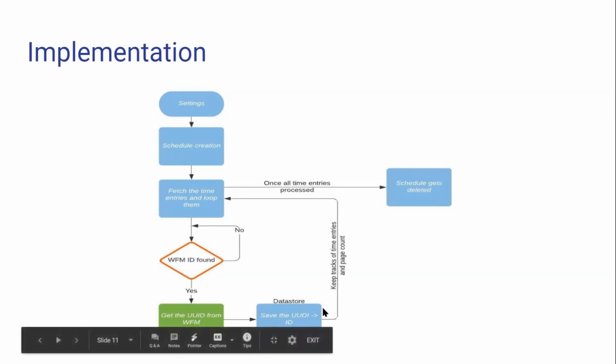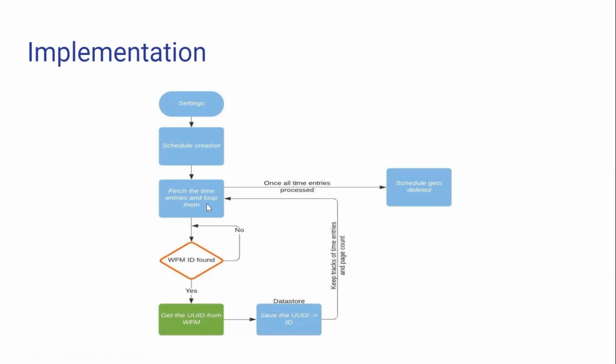We also have to keep track of the time entries and the page count, because the time entries might be more than 30 or 100. For example, if the scheduler execution time is 20 seconds, after 20 seconds we should not run the loop again from the first record. So we had to keep track of those time entries, and from where we left, we pick it from there, just like the page count.